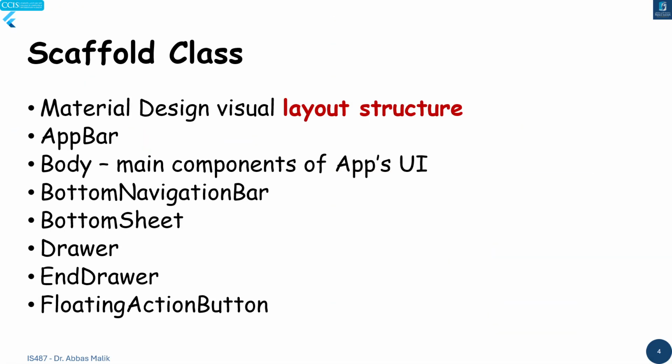Okay, so inside the scaffold, the material design visual layout structure, it can have the application bar, it can have the body, it can have the bottom navigation bar, it can have the bottom sheet, it can have a drawer, end drawer, floating action button. So it can have multiple elements, and that one scaffold represents the one screen that you can see on your mobile device.